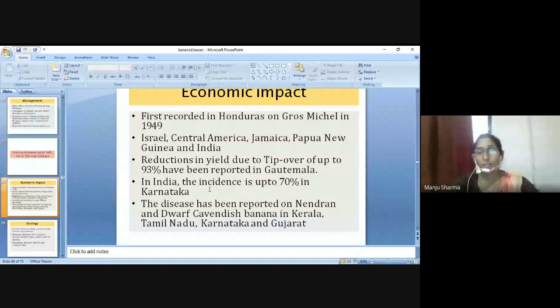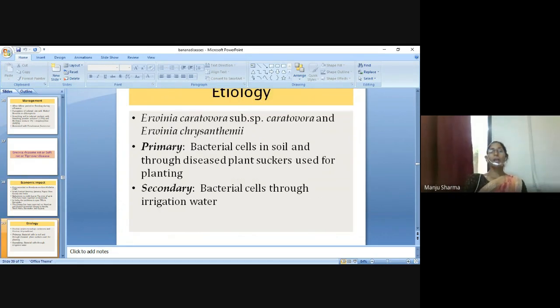The disease has been reported on Nendran and Dwarf Cavendish banana in Kerala, Tamil Nadu, Karnataka and Gujarat. Etiology: Erwinia carotovora subspecies Erwinia chrysanthemi. Primary spread: bacterial cells in soil and through diseased plant suckers used for planting. Secondary: bacterial cells through the irrigation water.